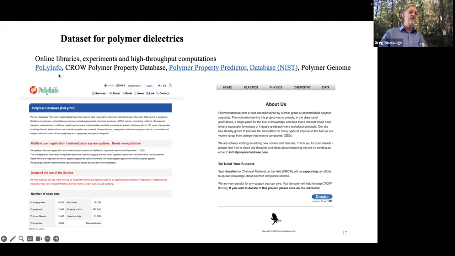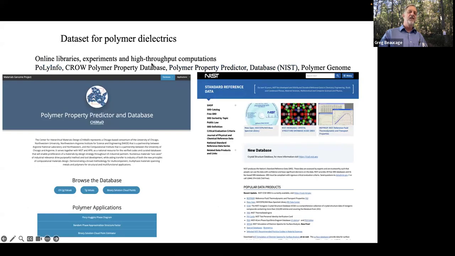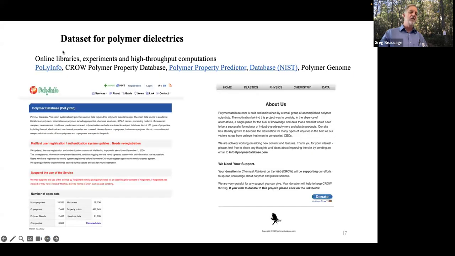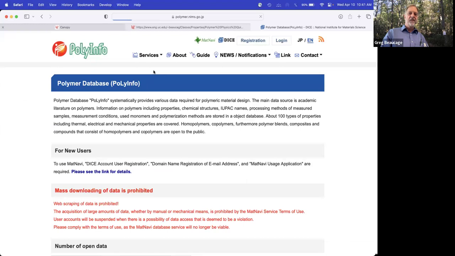These are all funded by the government, basically. So PoLyInfo is the Japanese government. This CROW thing is US. So a lot of these are US. NIST is US. Polymer Genome's US. So a lot of this is US stuff. There's also Japanese and European sources. So if you go there, see if this will go there. So this is that link.